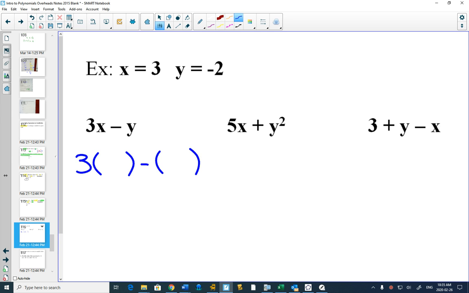Some people like to start by just putting the brackets in with blanks. Like it's 3 times x, I put a bracket there, minus y, and put a bracket there, and then put the numbers in. X is 3, y is negative 2. 3 times 3 is 9. Subtracting a negative is adding. Get 11 for the first one.